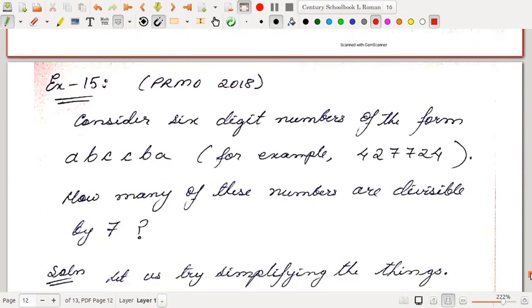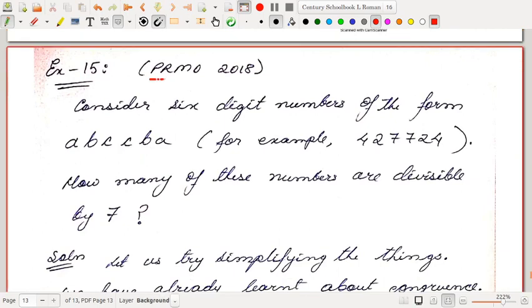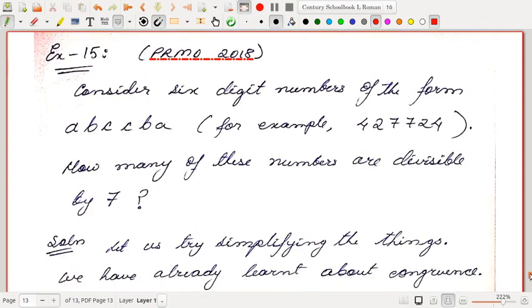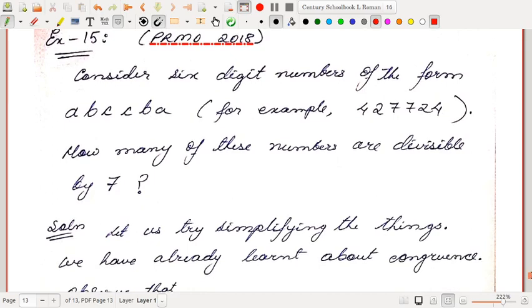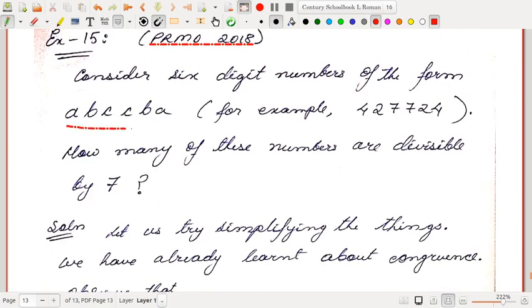Now let us see another problem which requires the things that we have done from our first lecture to this lecture. This problem came up in PRMO 2018. It will also require something from the number theory that we have already done. Rahul has already discussed congruence with you, and some properties of congruence will be required. So consider 6-digit numbers of the form ABC CBA. For example, this number 427724. Maybe 123321.